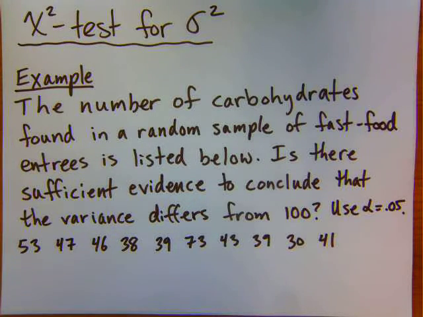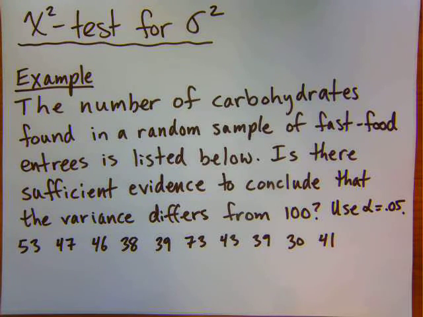Here's an example for a hypothesis test for a variance. We're going to use the Chi-squared distribution. In this example, we have the number of carbohydrates found in a random sample of fast food entrees listed below. Is there sufficient evidence to conclude that the variance differs from 100?